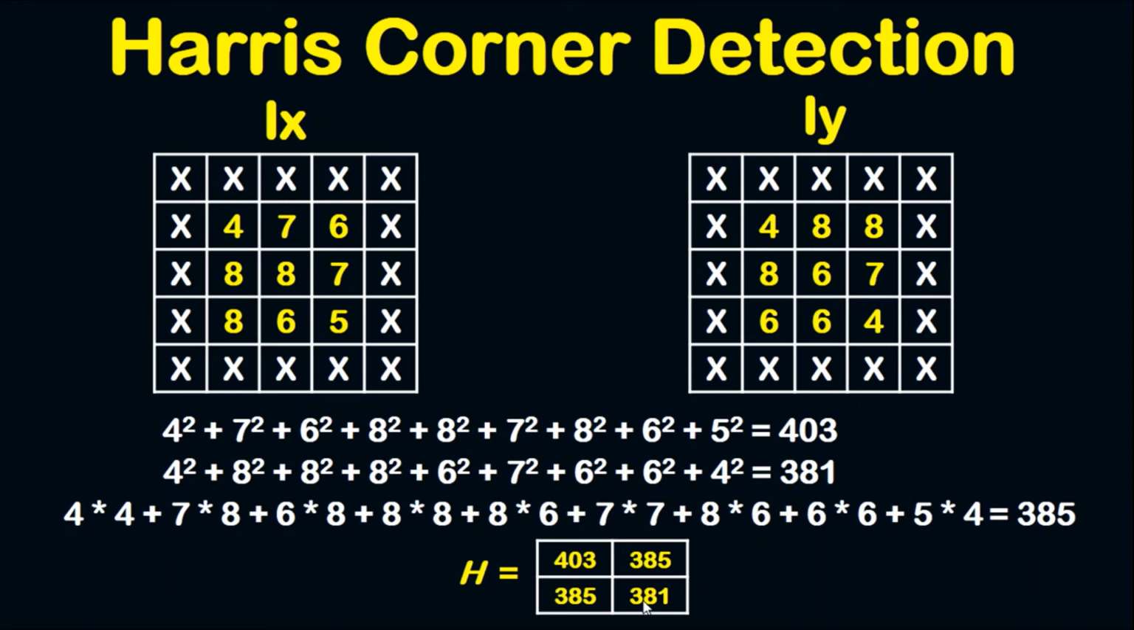Okay, now we will do the following. We will say 4 multiplied by 4 plus 7 multiplied by 8 plus 6 multiplied by 8 plus 8 multiplied by 8 plus 8 multiplied by 6 plus 7 multiplied by 7 plus 8 multiplied by 6 plus 6 multiplied by 6 plus 5 multiplied by 4, and this will be the result. And we will put this result in this case in the upper right corner and the bottom left corner like this. So this is the Harris matrix.